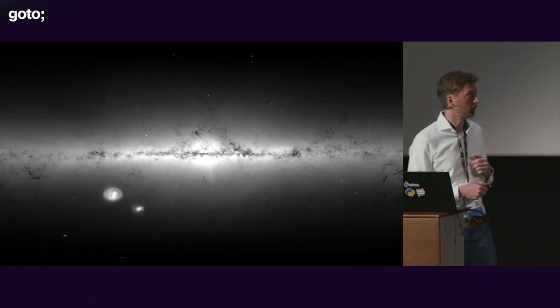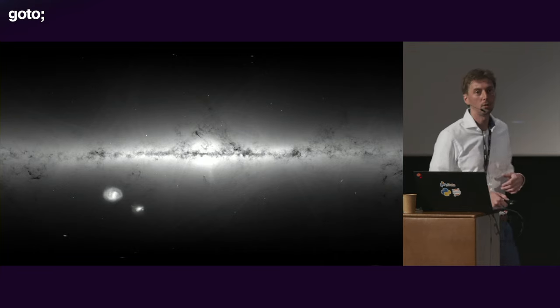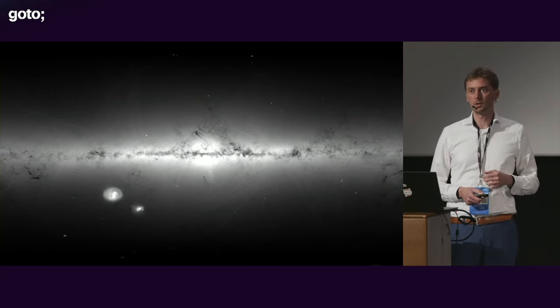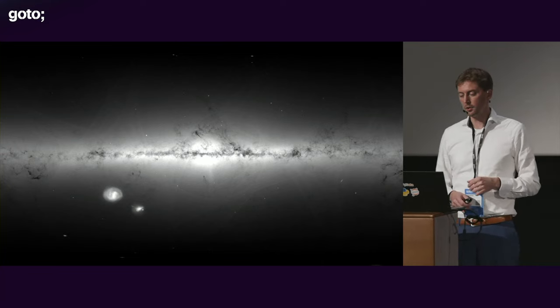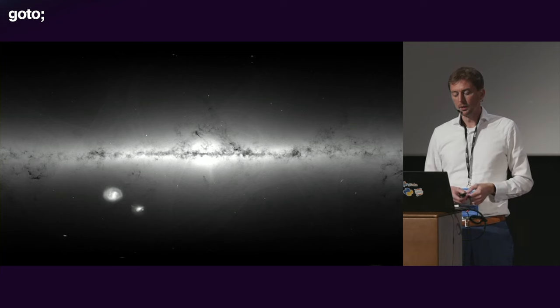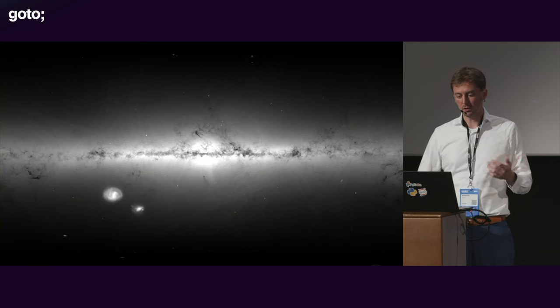So what we see here is again the LMC and the SMC, neighboring galaxies. We see in high detail dust features in the Milky Way. So this is really meaningful to us. We also see stripes, so this is a quality control issue. But kind of the point here is that you want a visualization like this, not just a scatter plot.